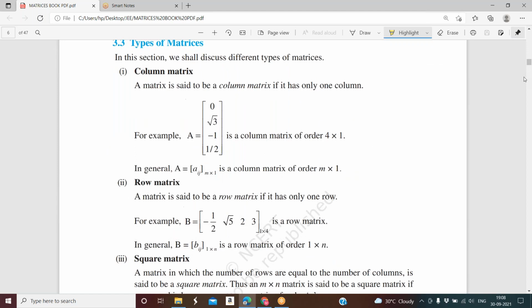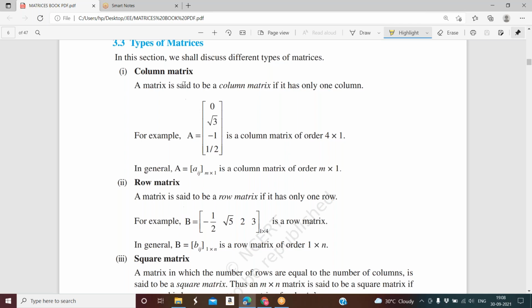Next, types of matrices. In this section, we are going to discuss different types of matrices. First, we have to learn the concept of matrices. Then only we will be able to solve problems.